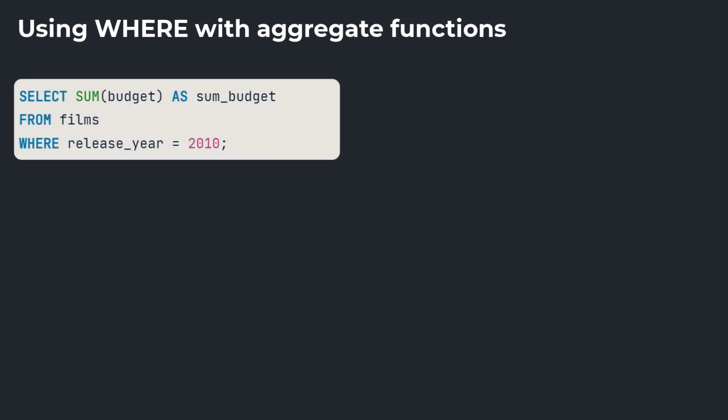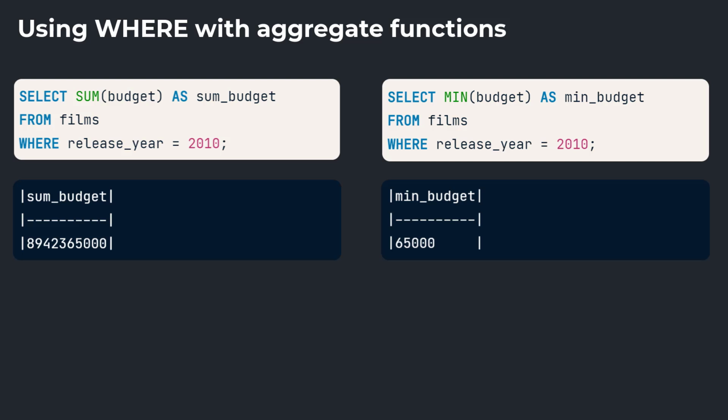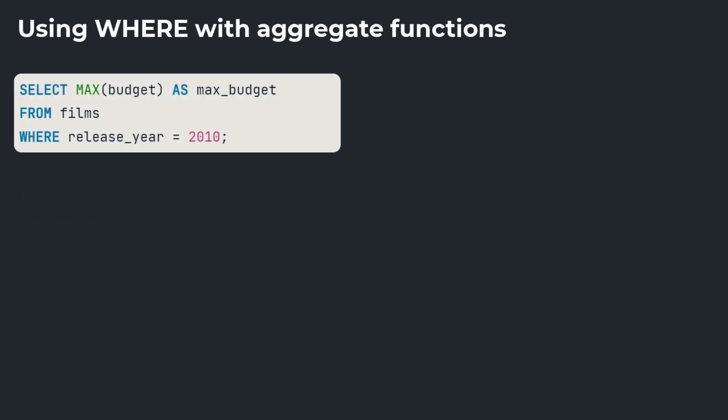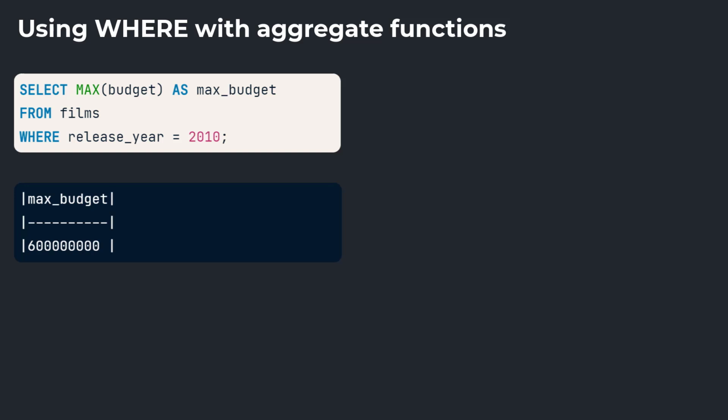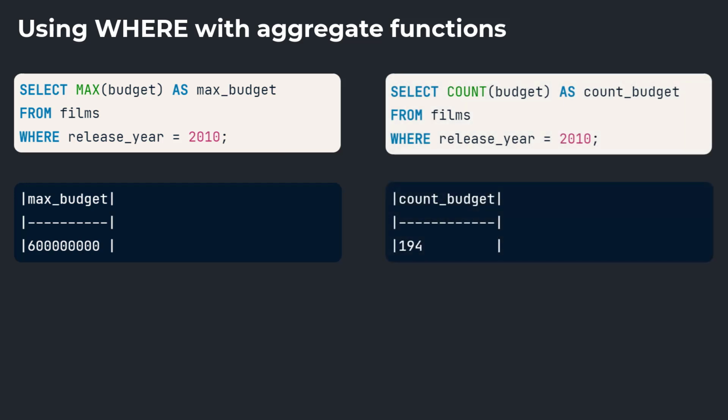Here are a few more examples using the other functions. We find the total budget of movies made in 2010 using the sum function, that's over 8.9 billion. Next, we get the smallest budget using the min function, which is 65,000. Here, we query the highest budget using the max function. 600 million feels like a lot again for a movie budget, but this is in Indian rupees for the movie Kites. Finally, we query the count of the number of budgets using the count function, which gives us the total number of non-missing values in the budget field, meaning there are 194 budgets recorded for the year 2010 in the films table.